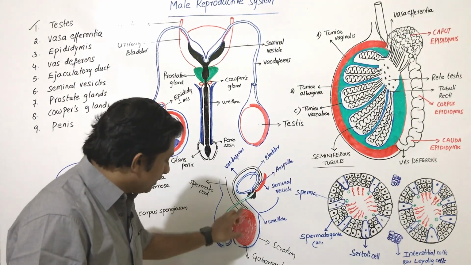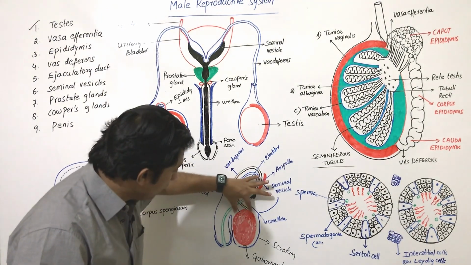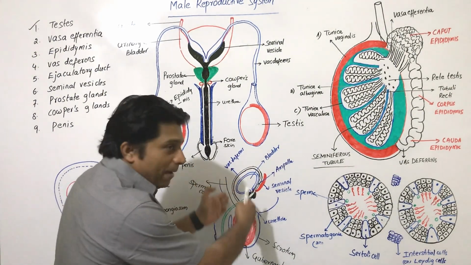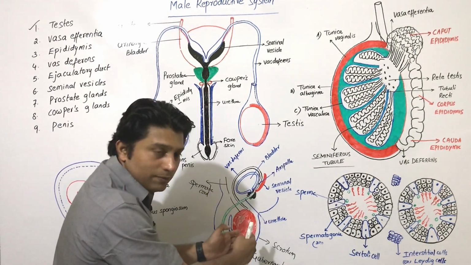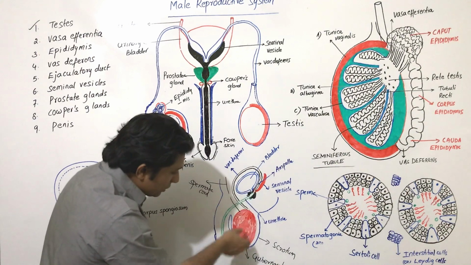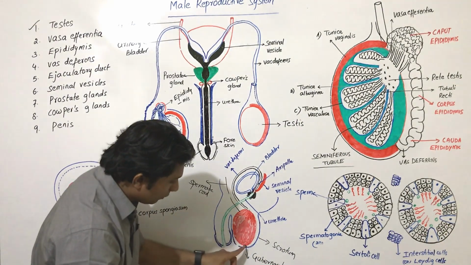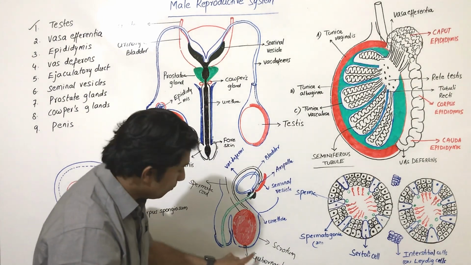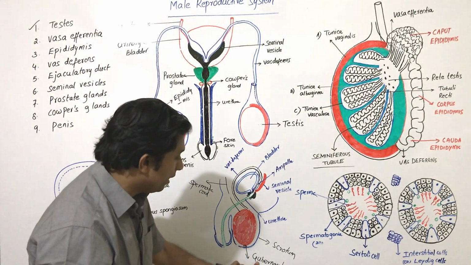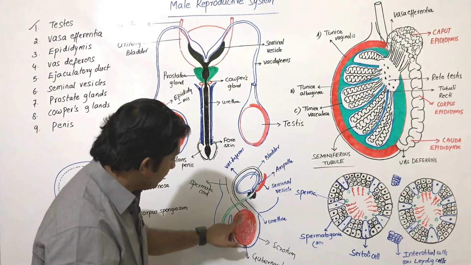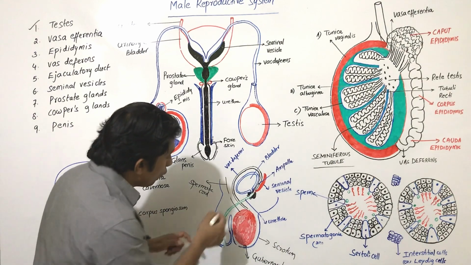Testes descend into the scrotum through the inguinal canals. The passage is called the inguinal canal. Through this inguinal canal, testes descend into the scrotum. Now, testes are connected to the scrotum by a fold of fibrous cord. We call it gubernaculum, and testes are connected to the abdomen by the spermatic cord.